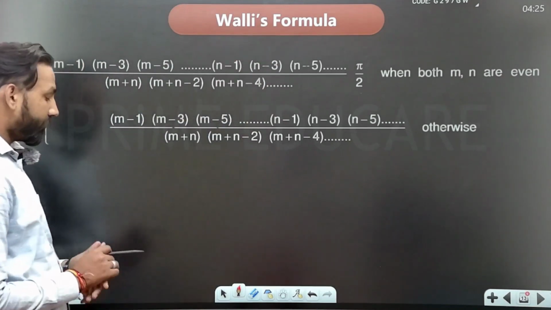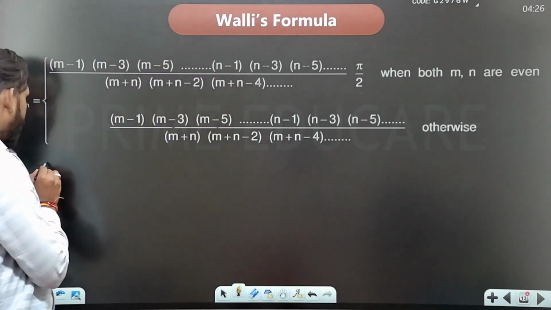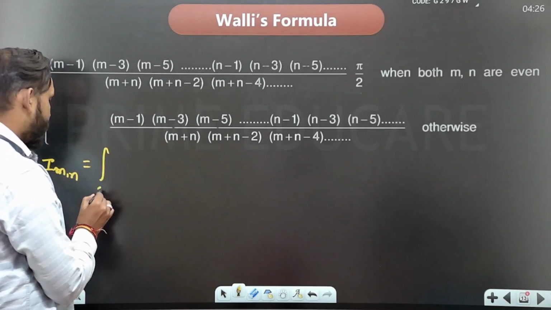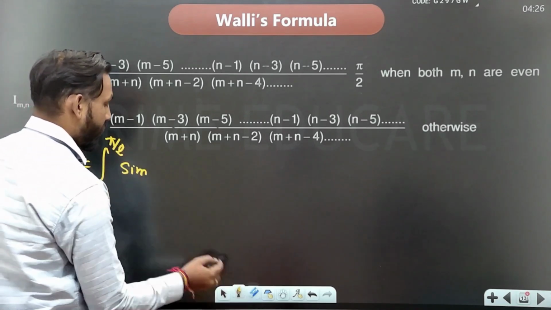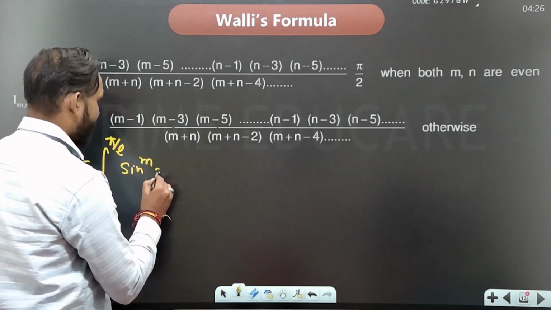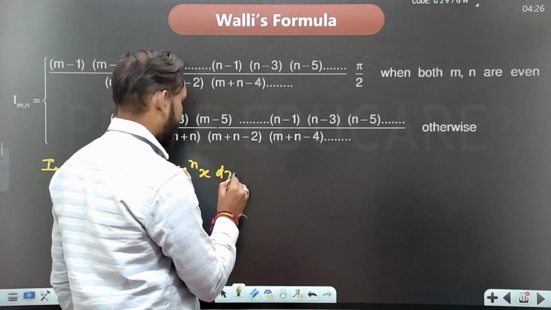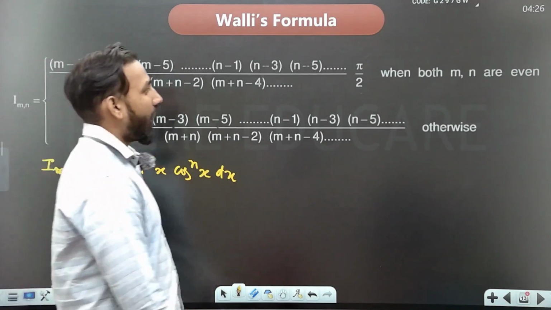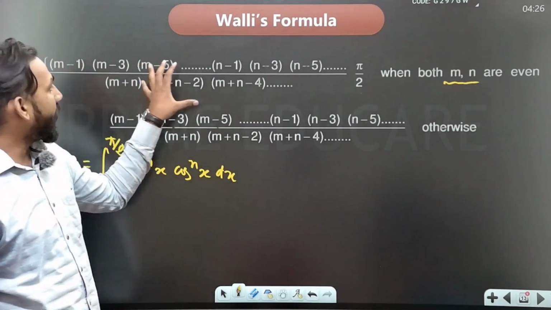What is the I_mn? Basically, I_mn is nothing but the integral from 0 to pi by 2 of sine to the power mx and cos to the power nx dx. If we have an integral like that, then if m and n both are even, we can write it like that.